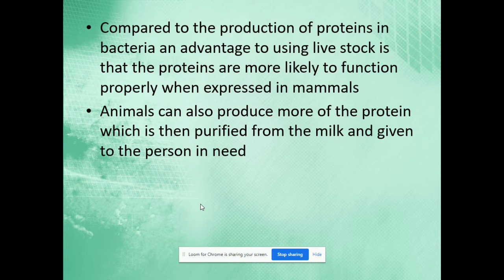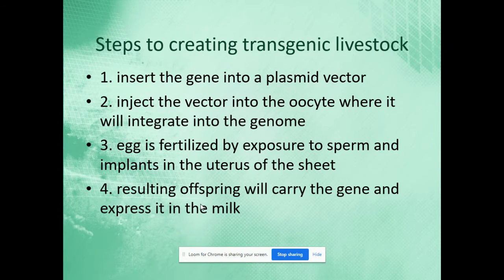Compared to the production of proteins in bacteria, an advantage to using livestock is that the proteins are more likely to function properly when they are expressed in mammals. Since we are mammals ourselves, if we can use another species of mammal, that would be better than using a bacteria because we're just closer, genetically speaking, to a mammal than we are to a bacteria. Animals can also produce more of the protein, which is then purified from the milk and given to the person in need. So now we're going to try to create genetically modified livestock, which we have done.